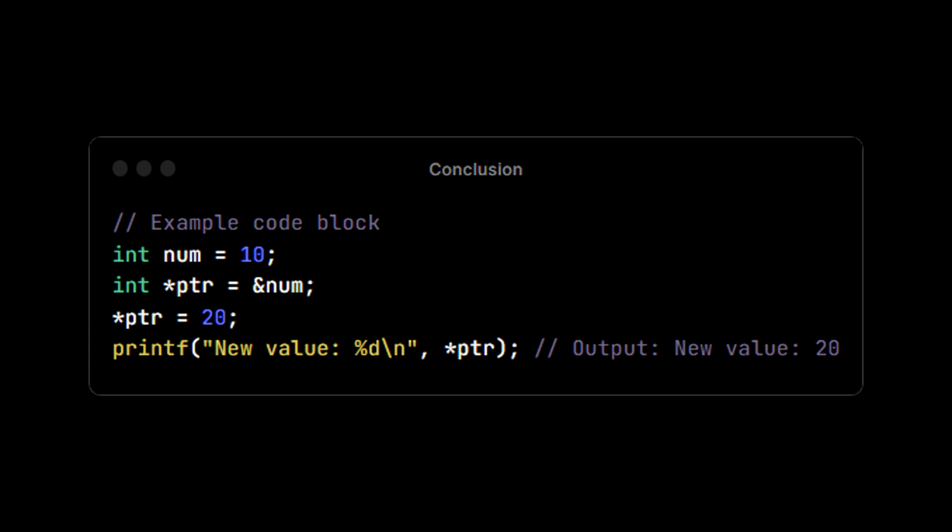Understanding how pointers work and how to use them effectively is essential for writing low-level and efficient code. In this tutorial, we covered the basics of pointers, including declaration, initialization, dereferencing, modifying values, null pointers, pointer arithmetic, functions, dynamic memory allocation, and pointers to pointers.